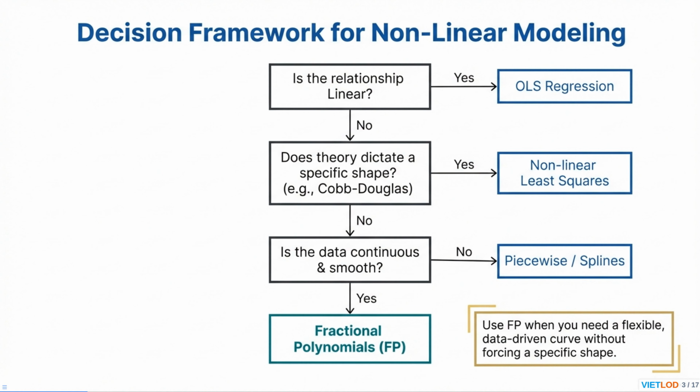When faced with modeling a relationship, we first need to determine the appropriate approach. Our decision framework begins by asking, is the relationship fundamentally linear? If the answer is yes, then standard ordinary least squares, or OLS, regression is generally the most suitable method. If the relationship is clearly nonlinear, our next step is to consider whether economic theory or prior knowledge dictates a specific functional form. For instance, if you expect a Cobb-Douglas production function, you would use nonlinear least squares.